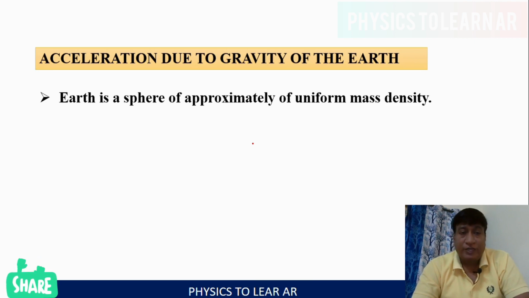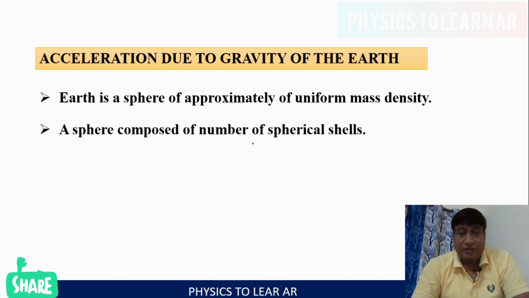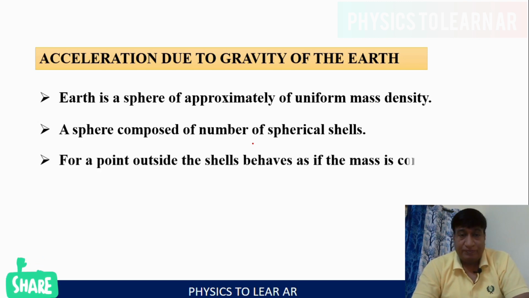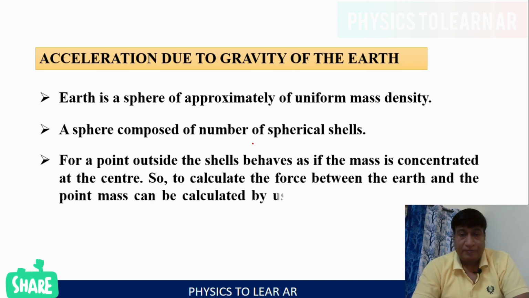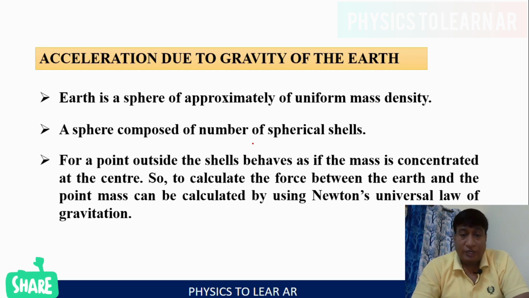As we know very well, Earth is a sphere of approximately uniform mass density. A sphere composed of a number of spherical shells. For a point outside the shell, it behaves as if the mass is concentrated at the center. So the force between the Earth and the point mass can be calculated by using Newton's universal law of gravitation.